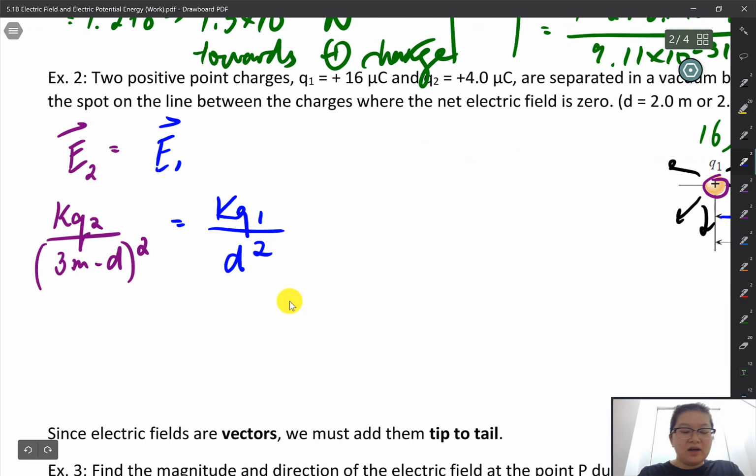Don't forget the square. I'm not going to put in positives or negatives, and since they're both positive charges, it really doesn't matter.